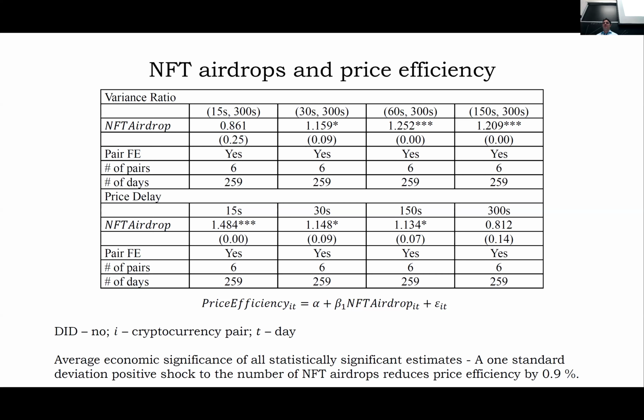Thank you. And also in terms of price delay, you see that it takes somewhat longer for prices to react, because if you have an increasing number of NFT drops on Ethereum, then the price delay goes up by 1.484 seconds, right? So again, information is being incorporated slower into prices because of these NFT drops. And again, you see that price efficiency is reduced by 0.9% when you have a positive shock to the number of NFT drops.